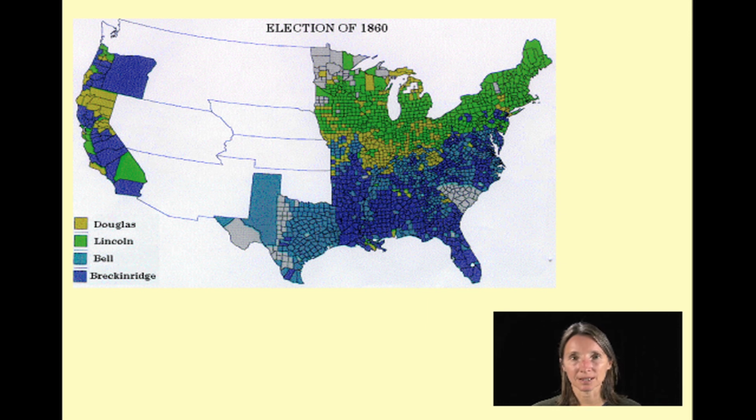And so what happens next, we'll be talking about more in class, but it was after the election of Lincoln that the first of the Southern states said, we're leaving, and that was South Carolina. And that happened in December, just shortly after the election. So it was the election of Lincoln that really ended the crisis of the 1850s and started the Civil War. So that's it.